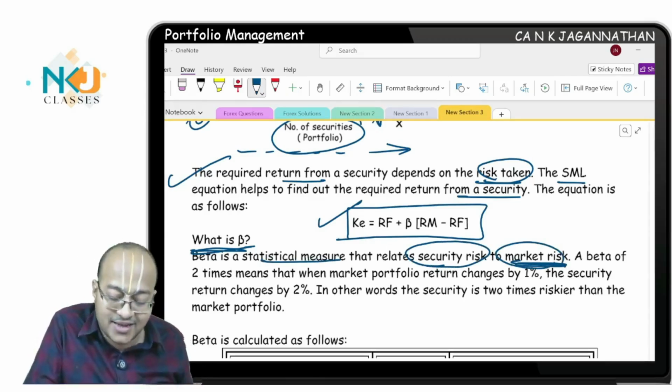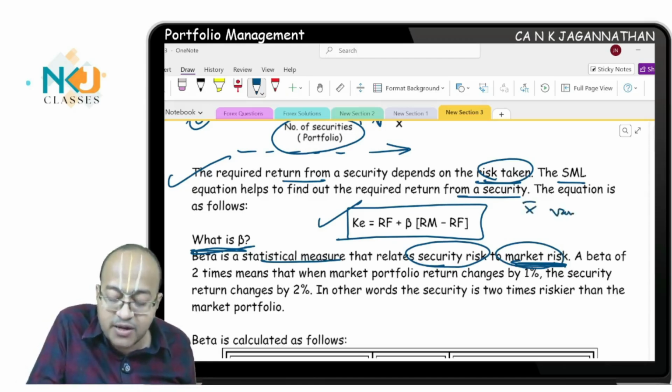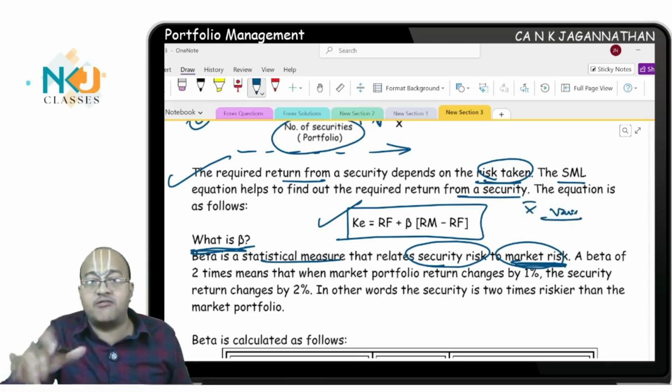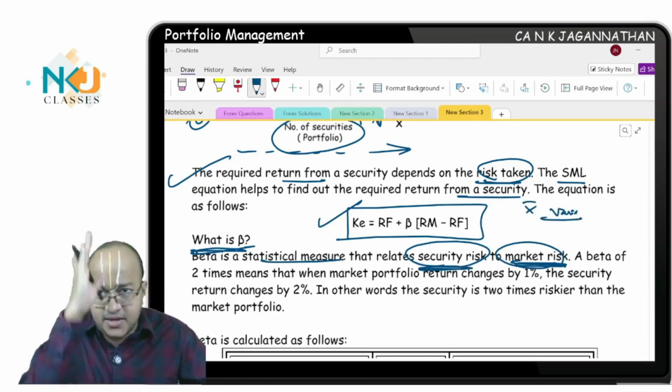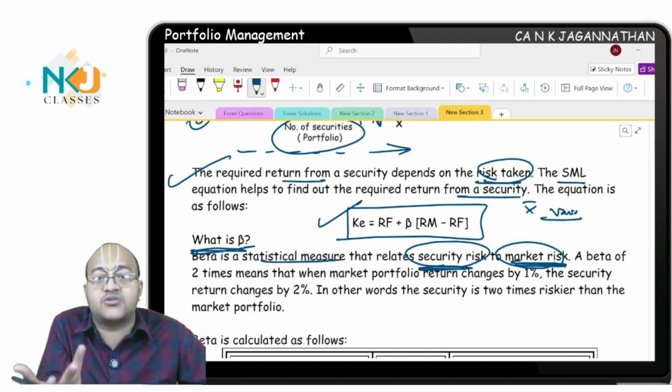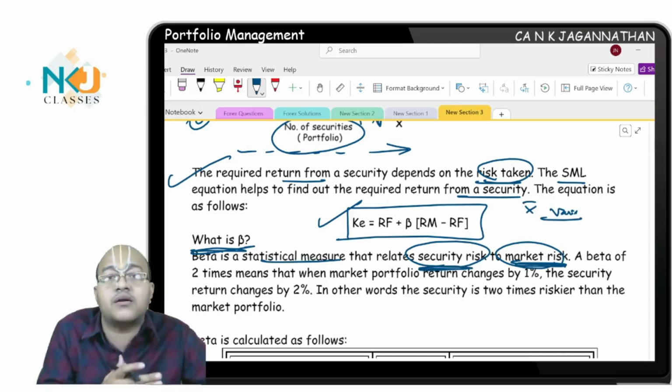See, what is change? Market return, mean return x bar. Change in return is nothing but variability of return. So variability of security return divided by variability of market return. Are you understanding? Variability only is referred to as risk. If every year it gives the same return, there is no variation, no risk. The variation in return is only the risk.